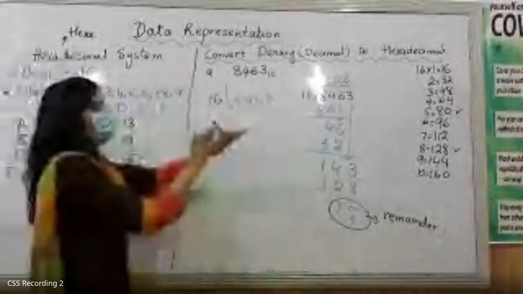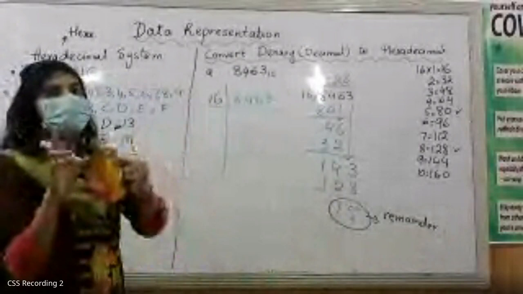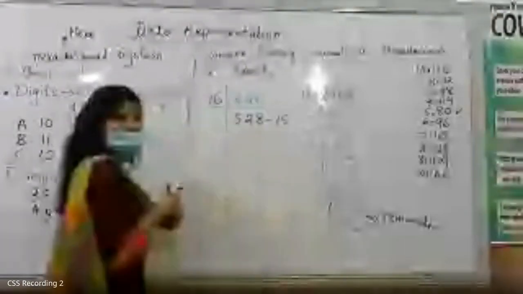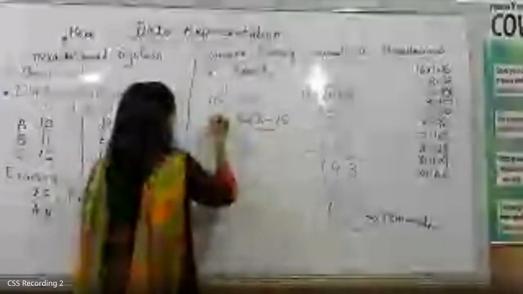Like in our binary number system, where we converted a denary number to a binary number, in the same way we have to divide and use the remainders. We got 528 and the remainder is 15, right? In the same way, you have to use 16 as a base.